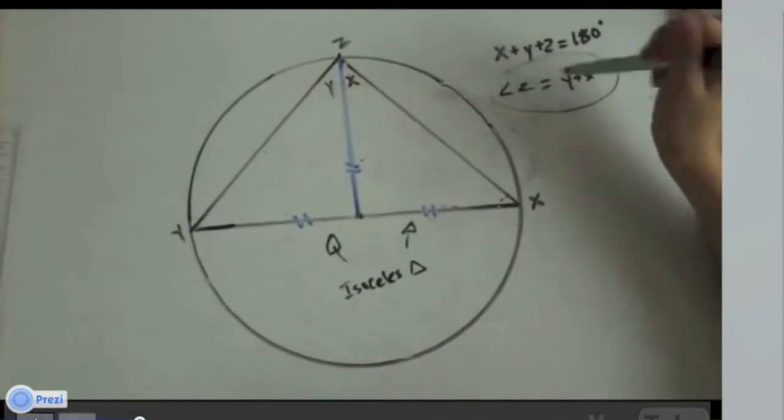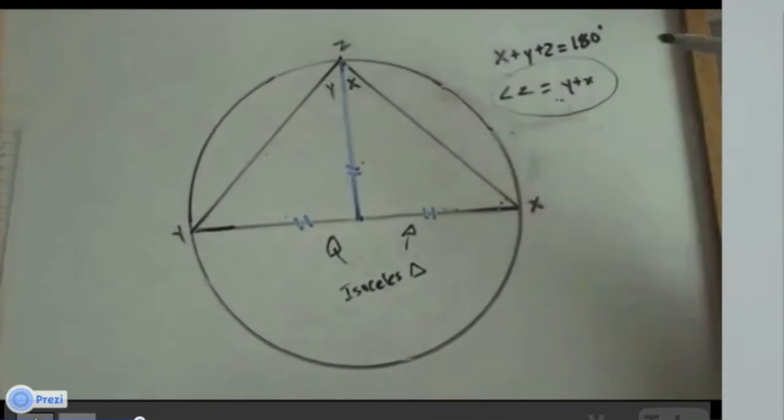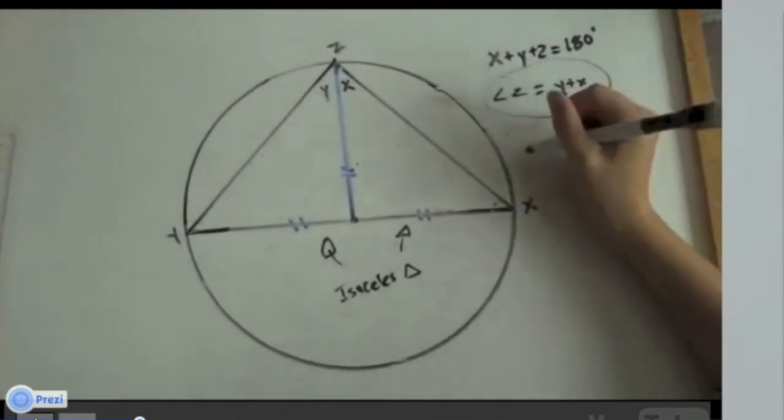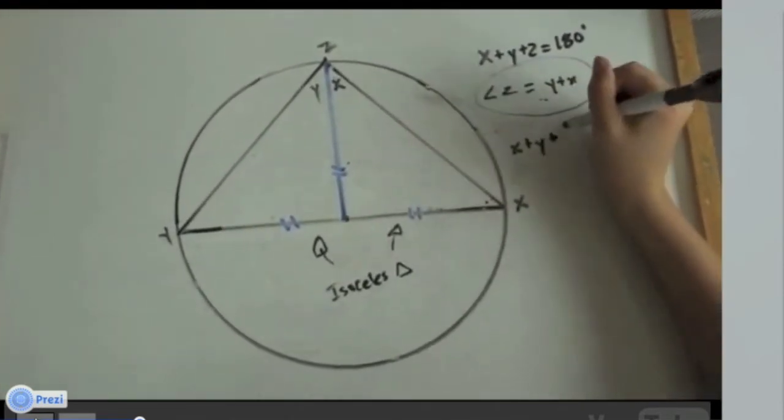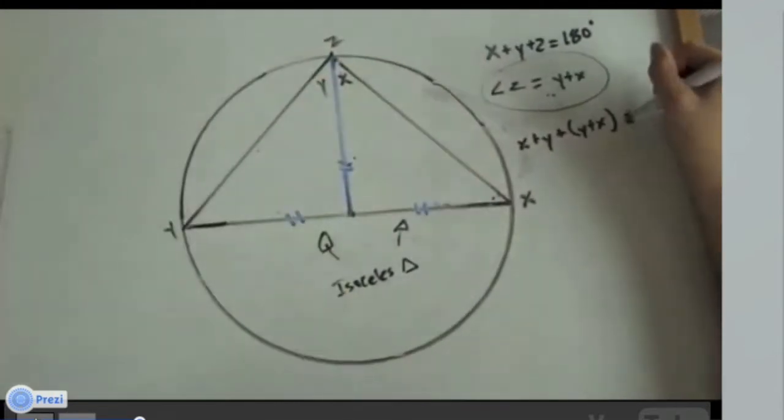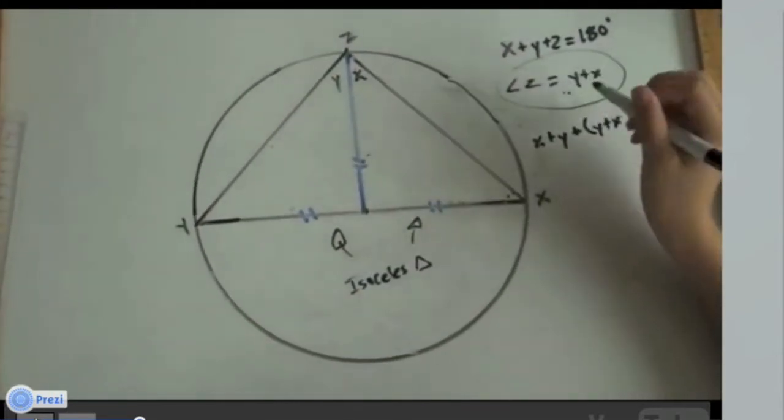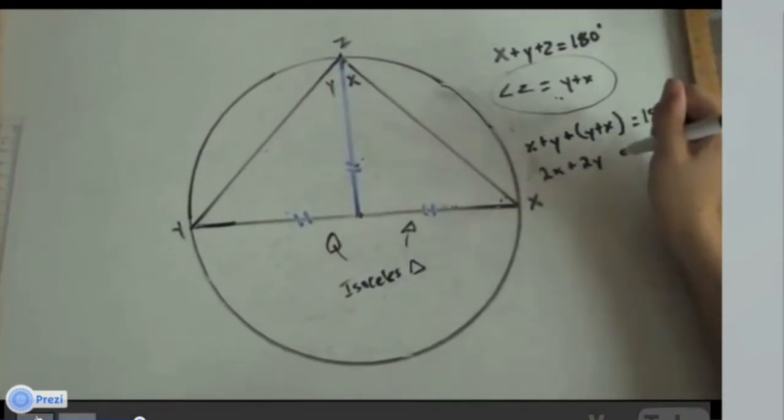State this equation and new information. So we're going to look at some of these things. Close bracket, x plus y, close bracket, which is also angle z, equals 180 degrees. Let's reduce this. So it's now 2x plus 2y.